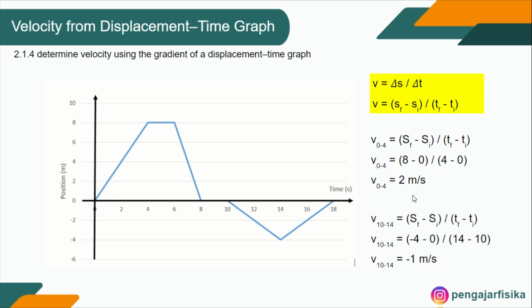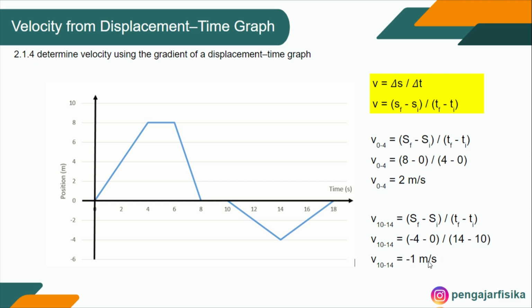And then for another example, what is the velocity from 10 seconds to 14 seconds? So we use the same formula. Final position is at negative 4. So we put negative 4, and then the initial position is at 0 here. And then the time is 14 minus 10. We calculate, we get minus 1 meter per second.